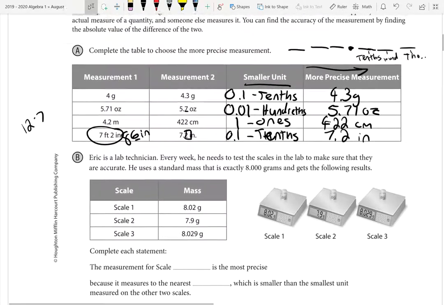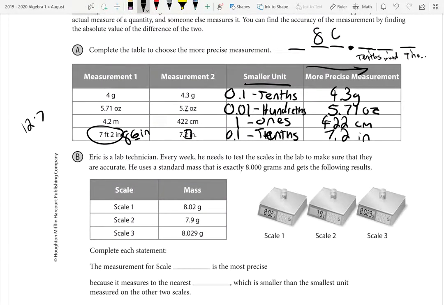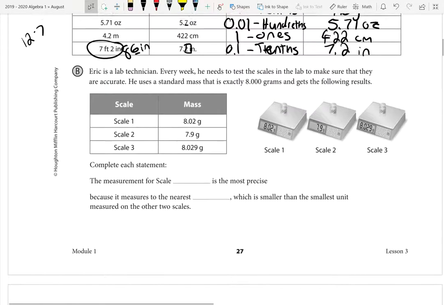And again, 86 inches. The significant digit here is the ones place. It ends at the ones place, but 7.2 inches, although it's not even comparable, 7.2 at least goes to that tenths place. It goes into the decimals. So again, it's further to the right on that scale, so it wins the more precise measurement battle.